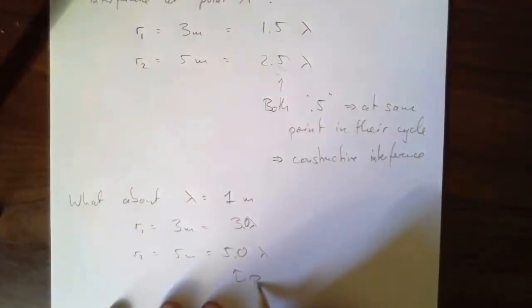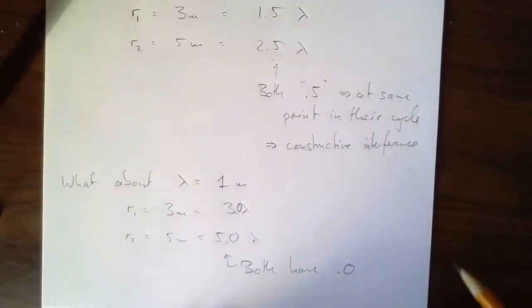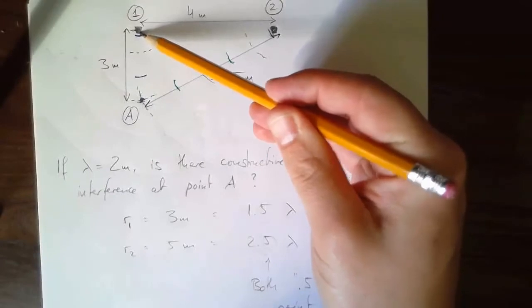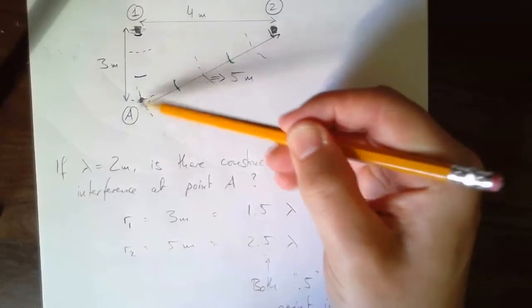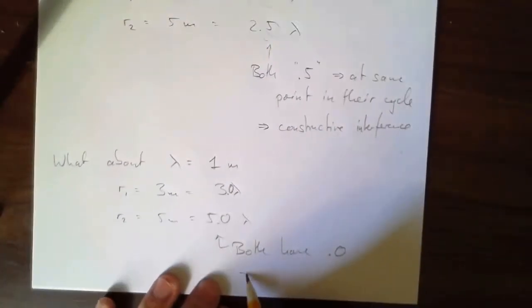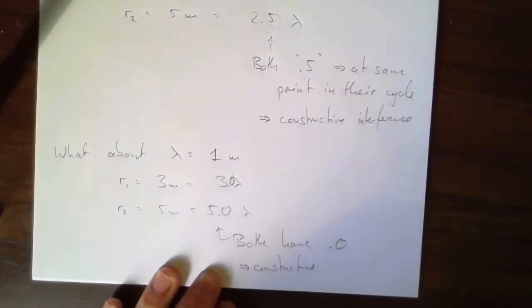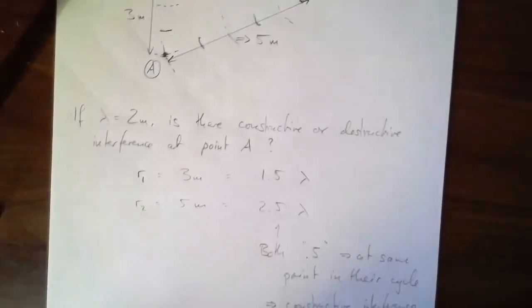So now they both have 0.0, so exactly a full number of cycles. They'd both be wave crests if right now a wave crest is emitted. If right now a trough is emitted, then they're both troughs, because of the whole number of wave cycles from here to here. 0.0, so again, constructive.